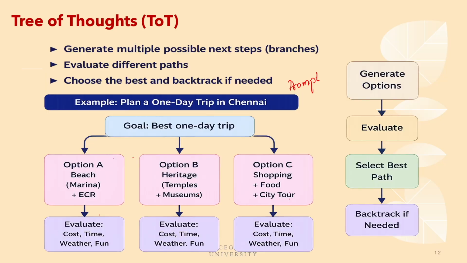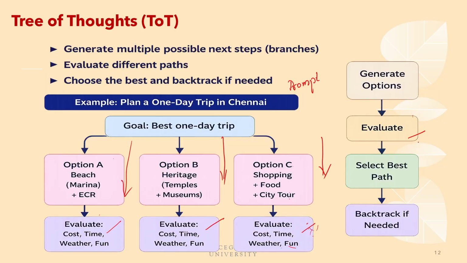See to it that these three options are not contradicting each other, in the sense that each is a hierarchy in itself. This goes in a parallel fashion, all three are parallel. So, in this case, what is the evaluation for each? The evaluation will be cost, time, weather, and based on this evaluation, choose the best path and backtrack if required, and give the result to the user. So, this method of prompting is tree of thought.